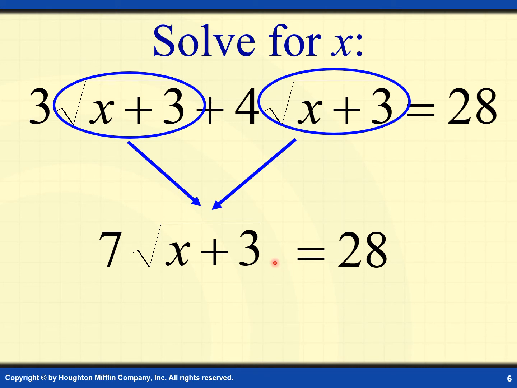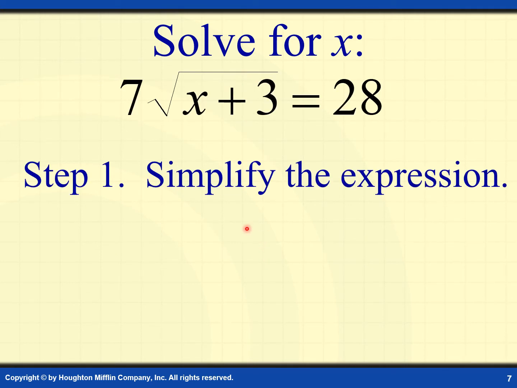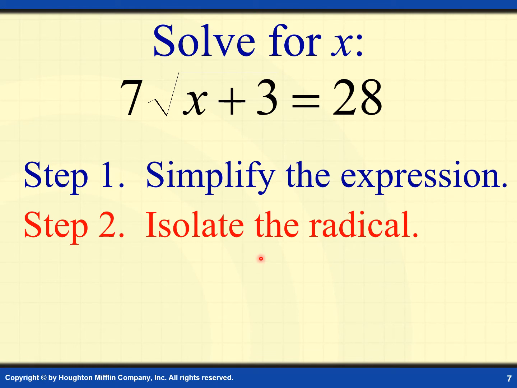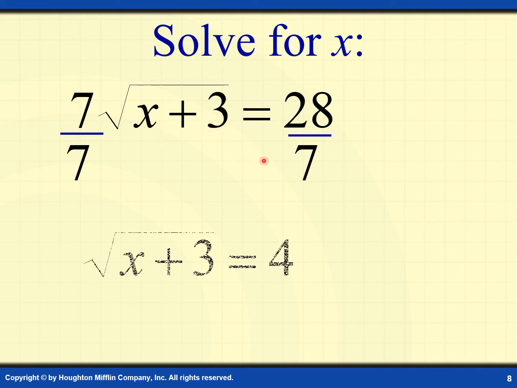Okay, yan ang step number 1. Simplify. Okay. Next, number 2, we need to isolate the radical. So, paano natin i-isolate yung radical natin nito? We need to divide both sides. Since divisible, so i-divide natin both sides. Magiging square root of x plus 3 na lang, 28 divided by 7, that is equal to 4.